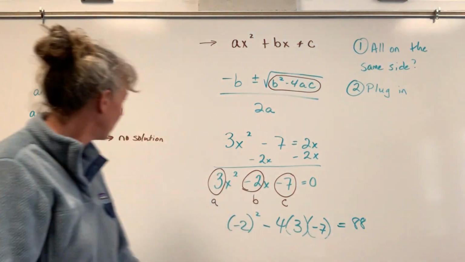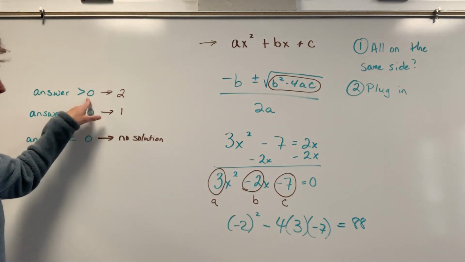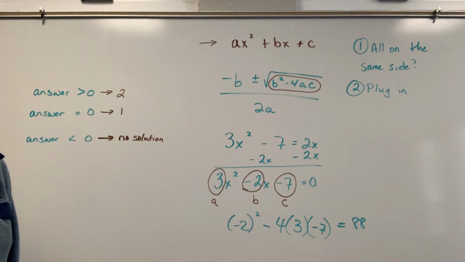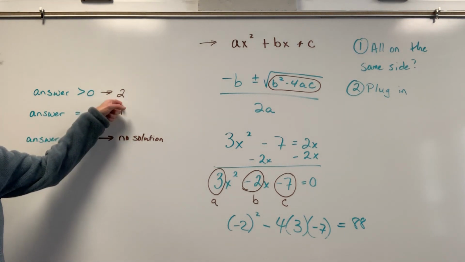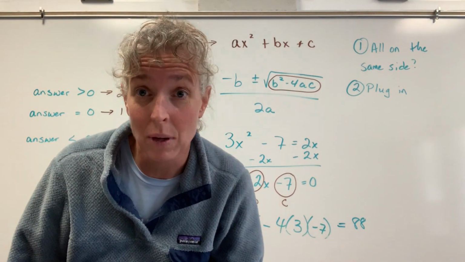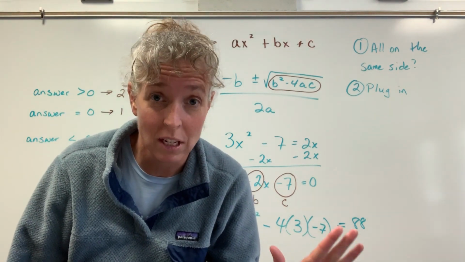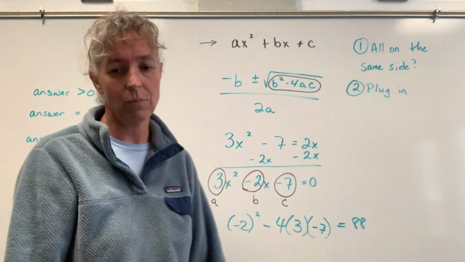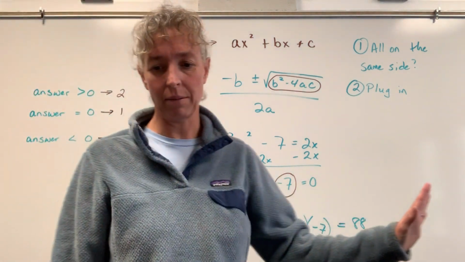Now let's check. 88 is a positive number. Is that greater than 0? It is greater than 0. So how many answers am I going to have for this problem? 2. Again, you're not telling me what they are, you're just telling me that there's going to be 2 of them. So you're going to answer it has 2 solutions. That's all we're trying to figure out right now.